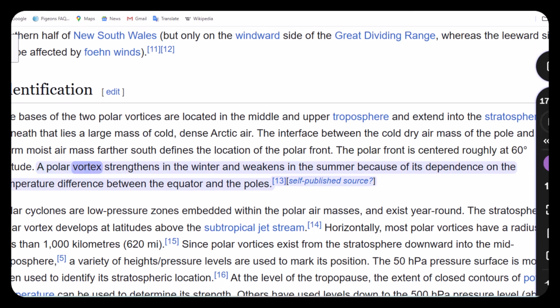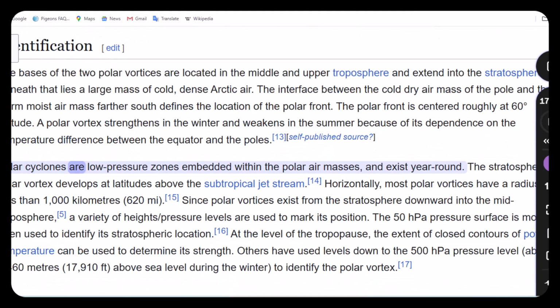A polar vortex strengthens in the winter and weakens in the summer because of its dependence on the temperature difference between the equator and the poles. Polar cyclones are low-pressure zones embedded within the polar air masses and exist year-round. The stratospheric polar vortex develops at latitudes above the subtropical jet stream. Horizontally, most polar vortices have a radius of less than 1,000 kilometers, 620 miles.